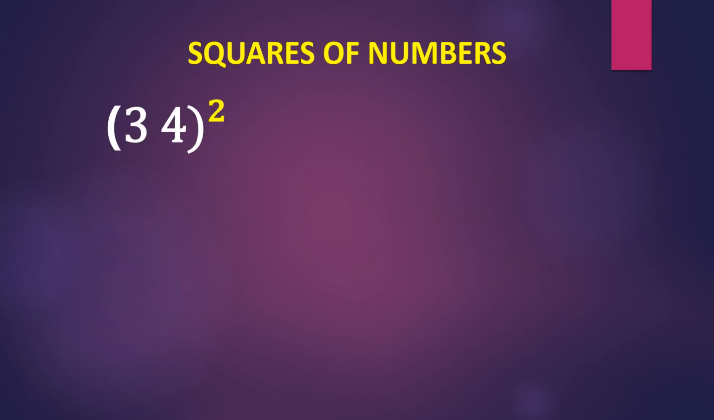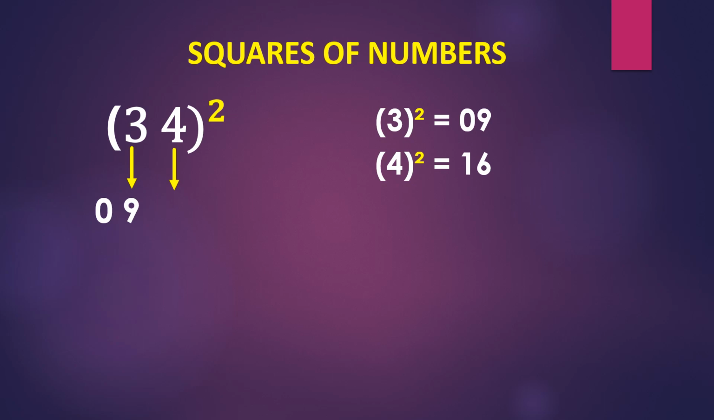Now 34 square. So what is the first step? 3 square. So how do we write that one? We should not write it as 9. Take it as 09. Now 4 square means it is 4 into 4. So we are writing it as 16.